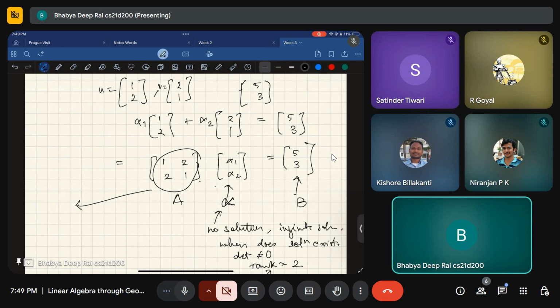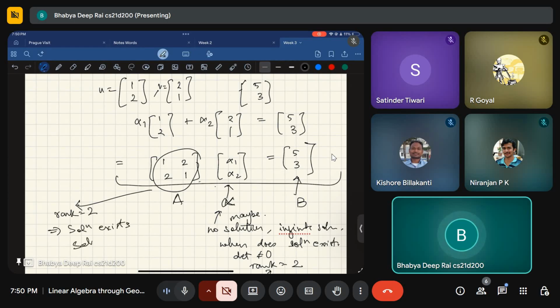So I can solve this, because why can I solve this? 1 2 2 1 has rank equal to 2. You can try this. So this means that a solution exists. So solve this system to get alpha 1, alpha 2.